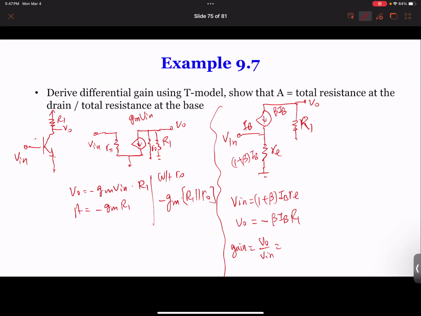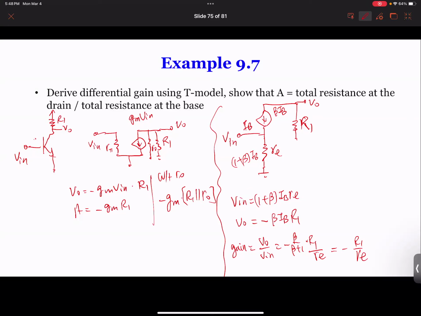The IB is going to cancel, and we get minus beta over beta plus 1 times R1 over RE. Because beta over beta plus 1 is almost 1, therefore you can basically approximate it into R1 over RE.